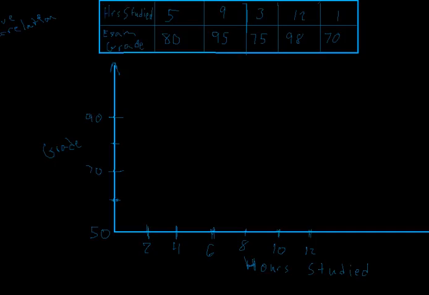Use a new color here. Let's go with a purple. So the first score here at 1 hour will be 70. So about halfway, and that's about 70 there. Cool. So now the next point would be, 3 hours is a 75. 3 hours will get you a 75.